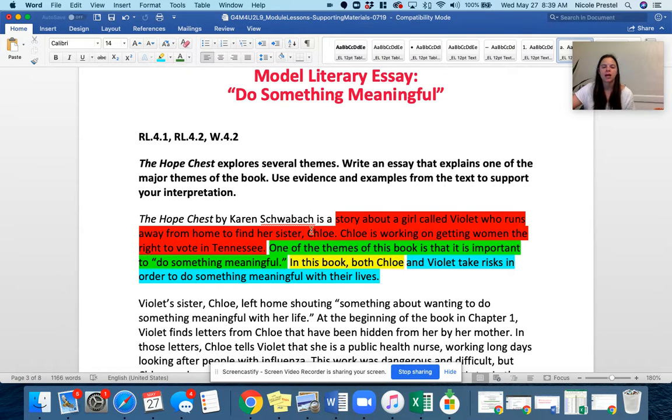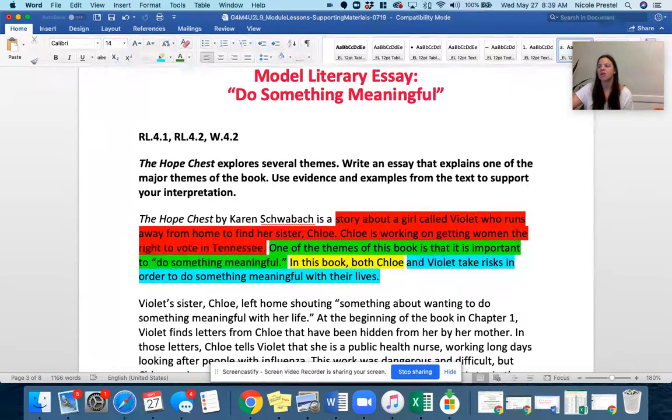The Hope Chest by Karen Schwabach is a story about a girl called Violet who runs away from home to find her sister Chloe. Chloe is working on getting women the right to vote in Tennessee. One of the themes of this book is that it is important to do something meaningful. In this book, both Chloe and Violet take risks in order to do something meaningful with their lives.